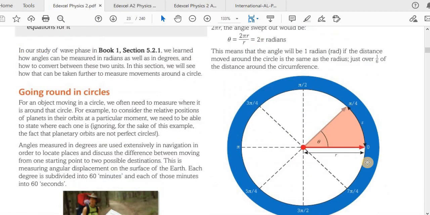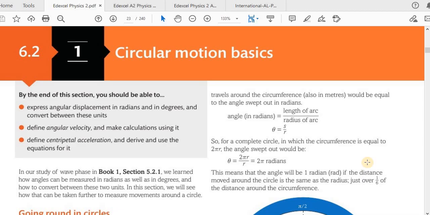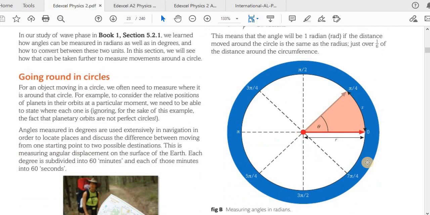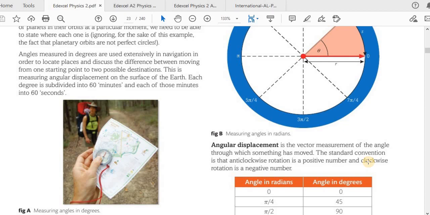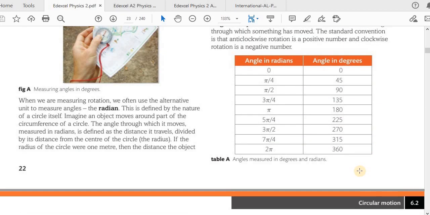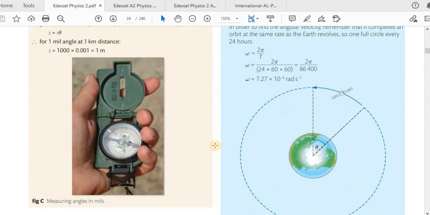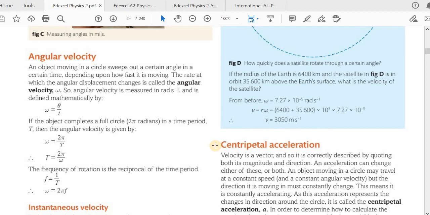Okay, so now you learned what the angle in radians is, you learned what angular displacement is, and you learned how to convert between radians and degrees. So radian is an alternative unit to measure angle. You have learned two units, degrees and radians. There are other units, but we don't need to know those right now. Okay, so the next one is angular velocity.